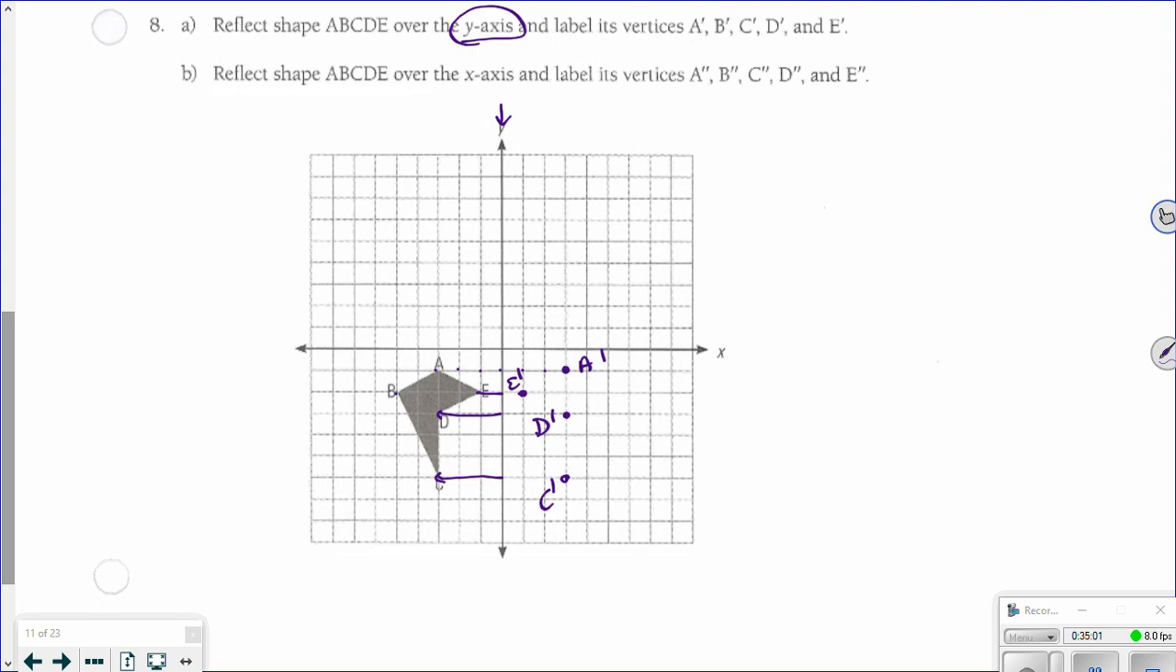B was up here in line with E, and it was 1, 2, 3, 4, 5 away. So 1, 2, 3, 4, 5. B ends up over there. Connect my dots back into the same shape they were in to start with.